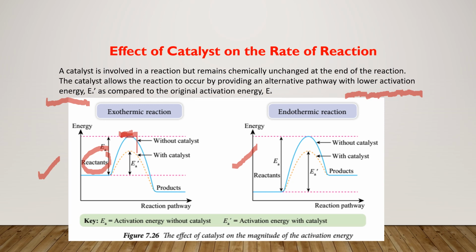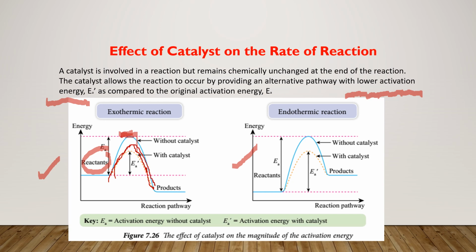So it means you need 200. But if you put in a catalyst, it will provide an alternative pathway by lowering the activation energy. After you add the catalyst, this line is the alternative pathway, so you need activation energy lower than the original one. The original one is without catalyst, and after you put in a catalyst, the activation energy is lower than the original.